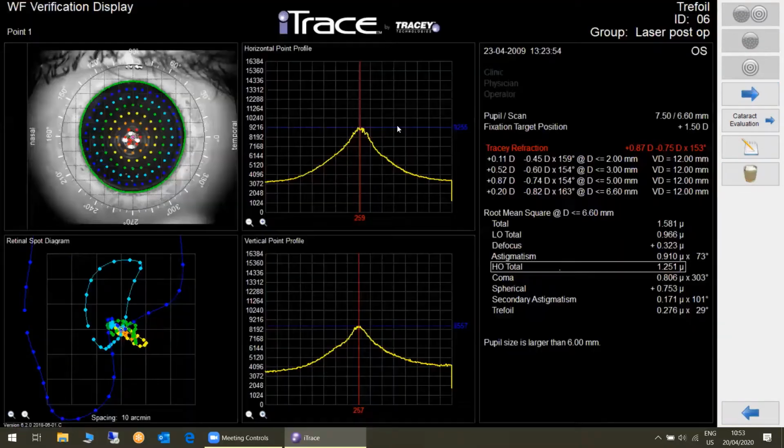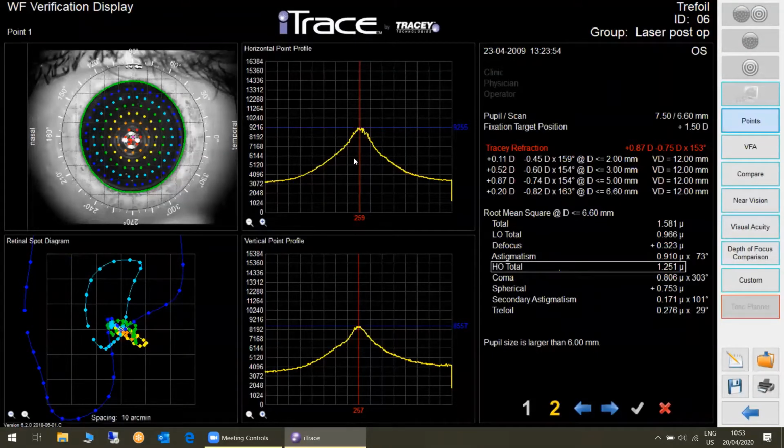Let's have a look at this one. Well, that's already a very interesting pattern. What can we see? We can see a very big spherical aberration. And we can see that the trefoil is there because the blue ring is not round. If you go to higher order total, it's 1.25. It's not 0.25, it's 1.25. And the biggest part is coma.